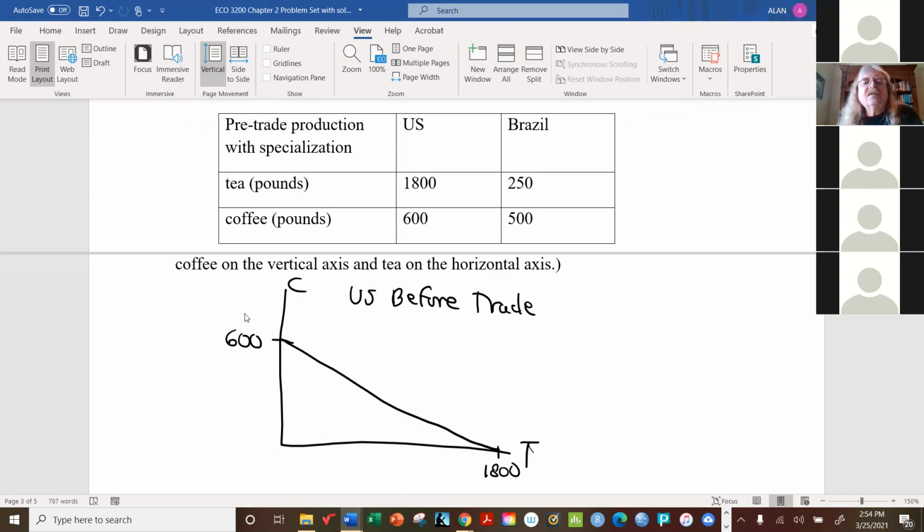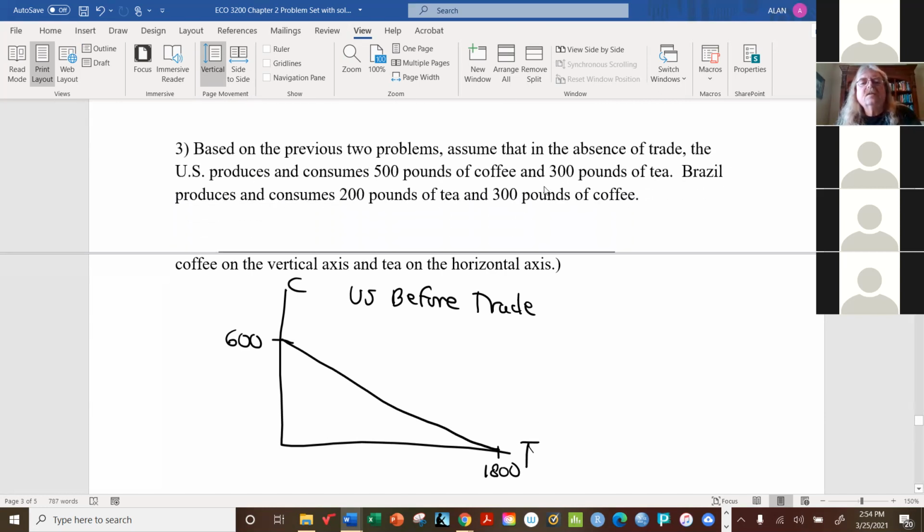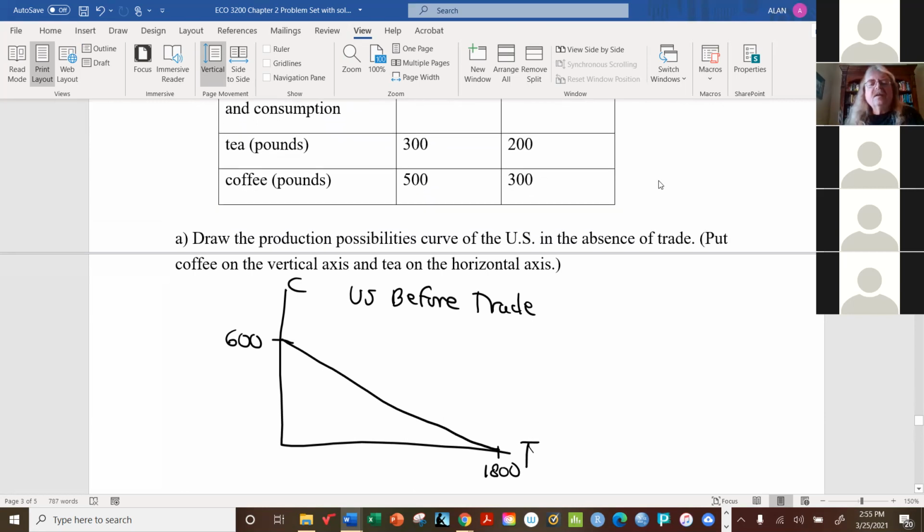Now, even though it doesn't ask us to do this, we can also identify the point where we are currently consuming and producing. So based on all these possibilities, the US chooses to make 500 pounds of coffee and 300 pounds of tea. So this is where we're currently located on this production possibilities frontier.